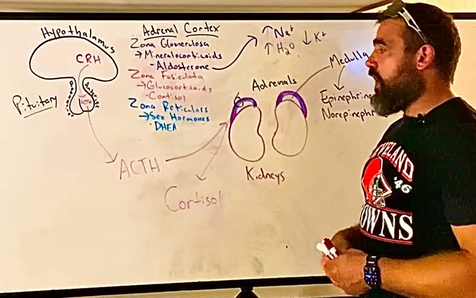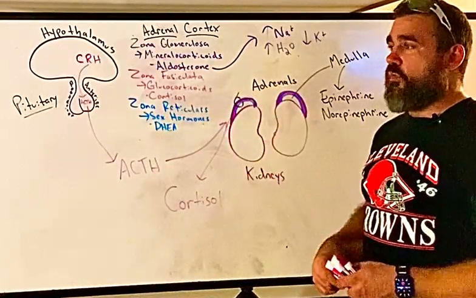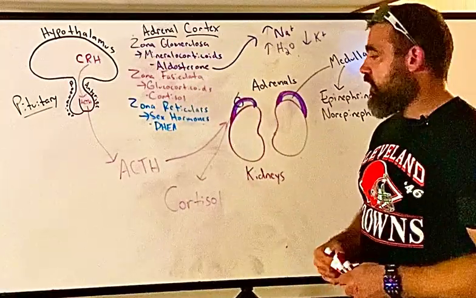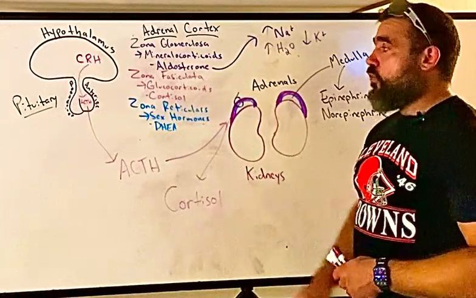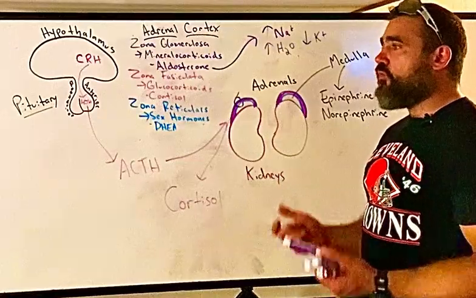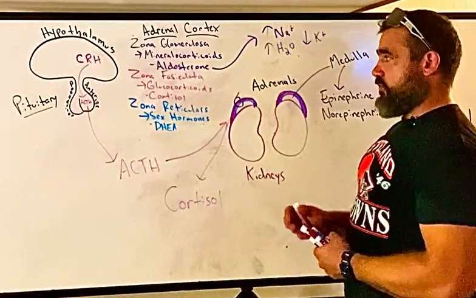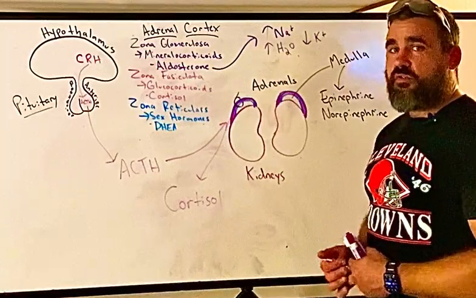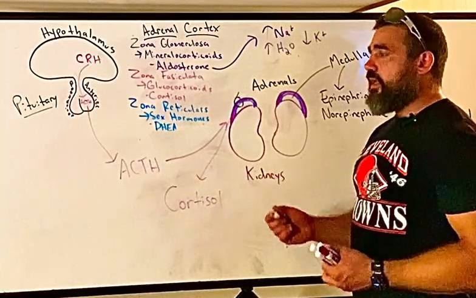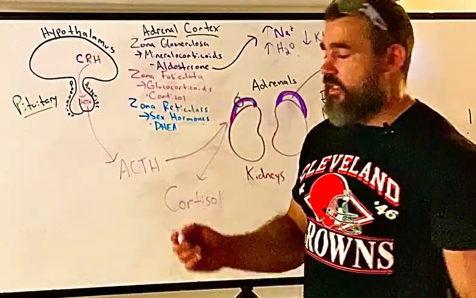Zona fasciculata, which we're going to focus on, right, and that's glucocorticoids. The mineral corticoids are the ones affecting sodium, potassium, minerals, right? So zona fasciculata, the second layer, glucocorticoids. And the main hormone there we're going to talk about is cortisol. So cortisol is a stress hormone. So why glucocorticoids? Gluco, we know, refers to glucose, right? Glucose. So when is cortisol released? So cortisol is released in response to stress. So this is a stress hormone.